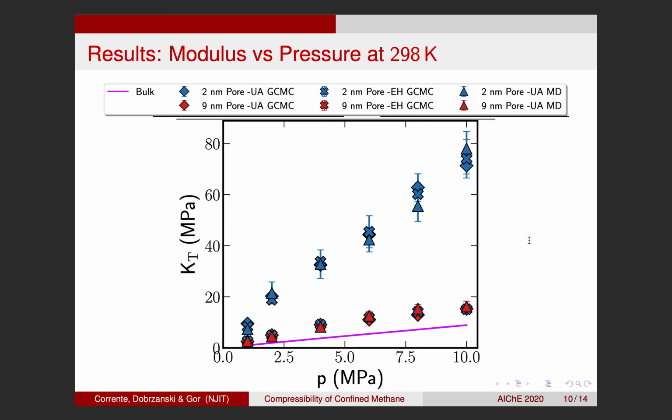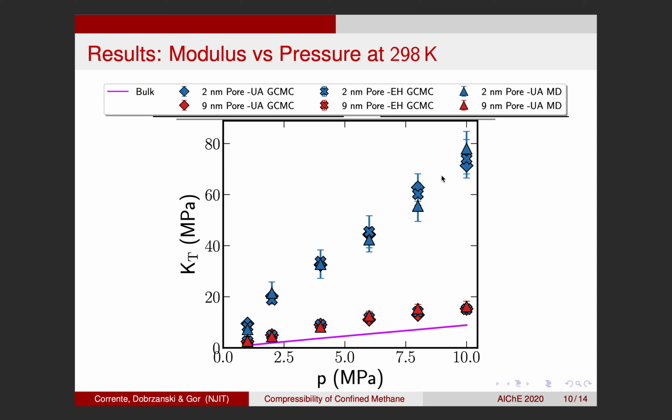So these are the results for the confined system. Here we show the isothermal modulus as a function of methane pressure in the pores. The line is the modulus of bulk methane at these pressures. This is all at a constant temperature of 298 Kelvin. The red markers correspond to the 9 nanometer pore, and the blue markers correspond to the 2 nanometer pore, using different models.